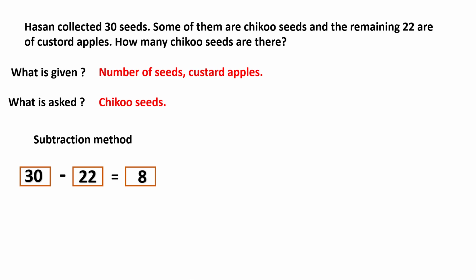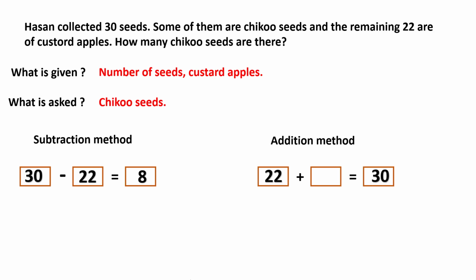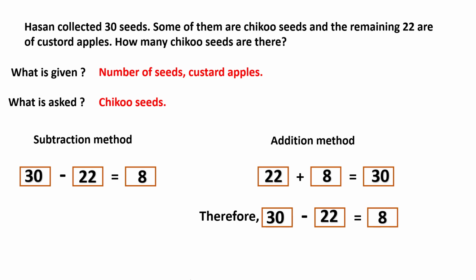Then we take the addition method to solve this problem. 22 and how many is equal to 30. If you count forward from 22 up to 30, we get 8. And in this way, 22 plus 8 is equal to 30 and 30 minus 22 is equal to 8. Therefore, 30 minus 22 is equal to 8.